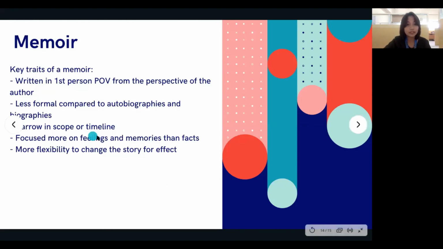So, narrow in scope or timeline. So, sabi ko nga kanina, because we are just focusing on one event or maybe two events, no, na pwede kang mag-focus. So, ibig sabihin, hindi siya ganun ka-broad. Alright? Ito, focus more on feelings and memories than facts. So, pinaka-importante dito is kung ano yung naaalala ng memory mo. Okay? So, yun yung pinaka-importante. Then, more flexibility to change the story for event. So, that is a memoir.